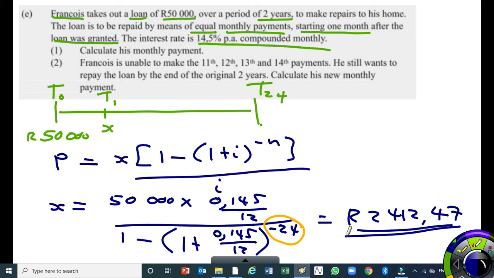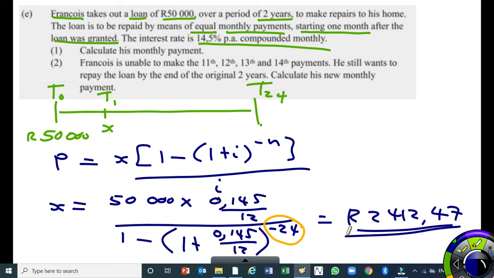The value that you get after including interest on the outstanding balance will be the new value for P. And we'll use that value to calculate the new X. So the X here is going to change because of missed payments, and it's likely to be higher now, because there are consequences if you miss a payment. And the consequence is more interest. So on the next page, first thing I'm going to calculate is the outstanding balance after the 10th payment.